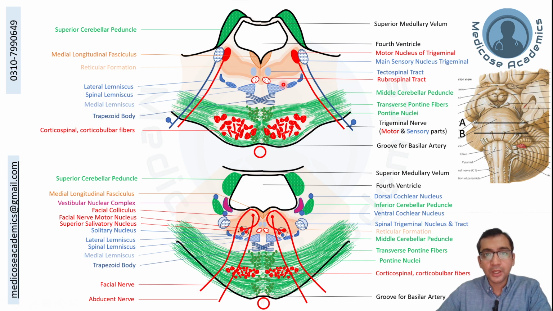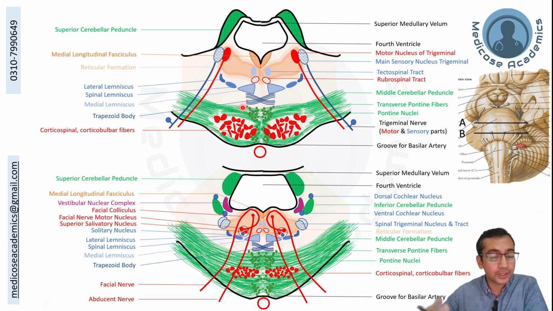Then there is the reticular formation, that is the diffuse network of cells and fibers that are present behind them, and it contains many nuclei for different reflexes, especially related to viscera, and the upgoing fibers are very important in keeping your brain awake and to maintain the arousal of the brain. So that's it. That's the cross section of the pons.